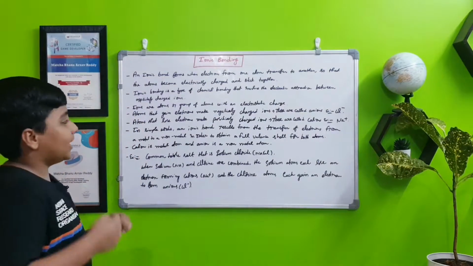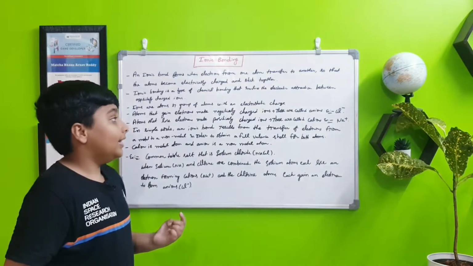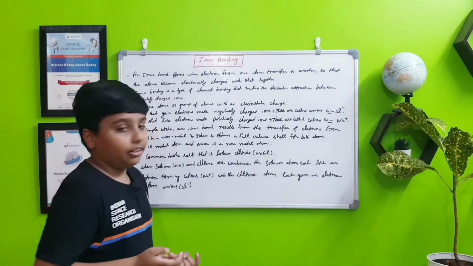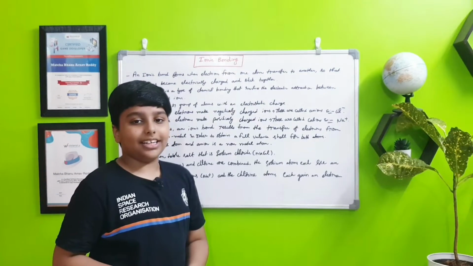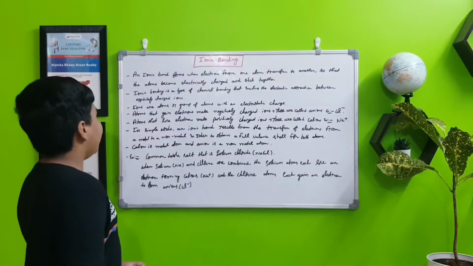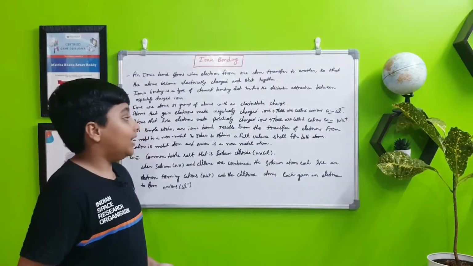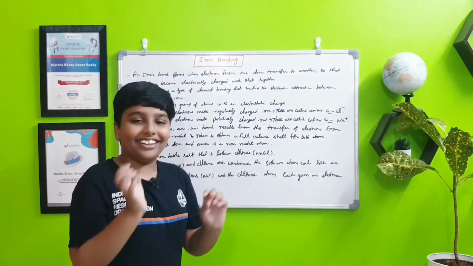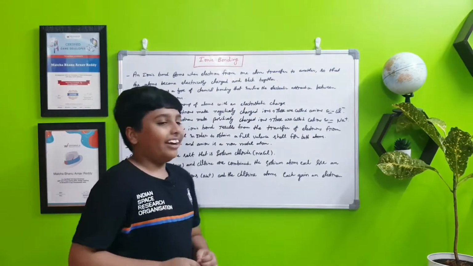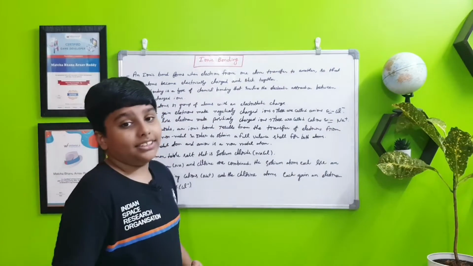Atoms that gain electrons make negatively charged ions. These are called anions. Example, chlorine minus, or Cl minus. And atoms that lose electrons make positively charged ions. These are called cations. One example of it is sodium plus.